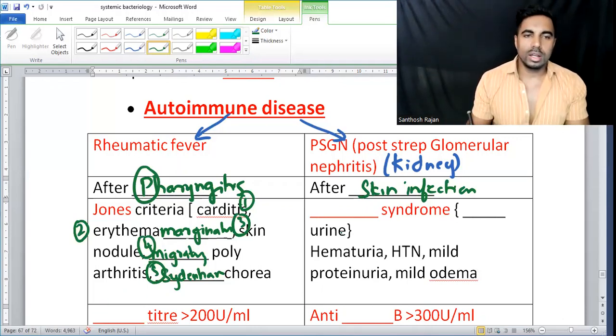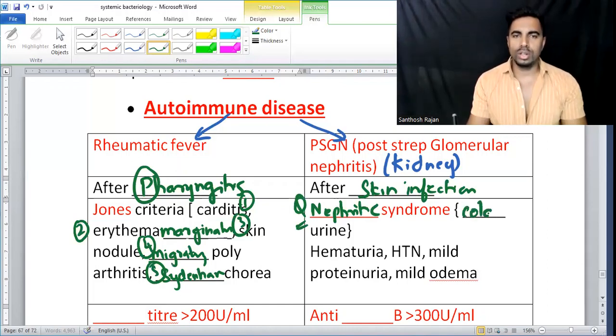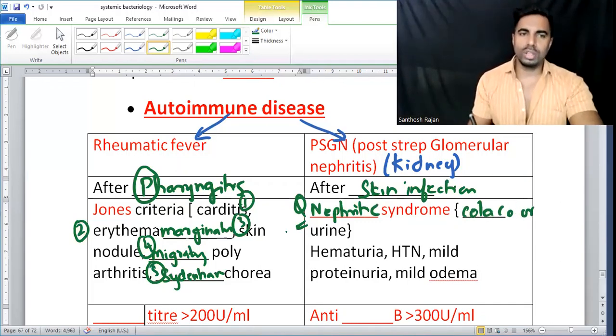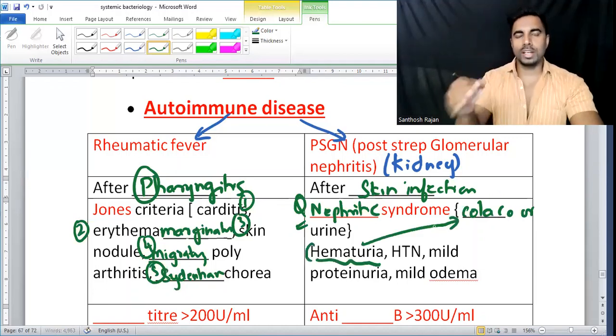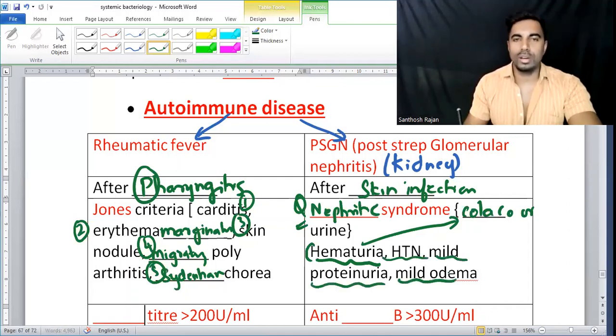Here, what happens? Here you will have nephritic syndrome. This is a question: in post-streptococcal glomerulonephritis, what does nephritic syndrome mean? Usually the patient will have cola-colored urine, blackish reddish to black. That is because in nephritic syndrome there is hematuria. Because of hematuria only it's cola color. Blood breaks down and goes into your urine, and the patient will also have hypertension. The patient also has mild proteinuria and mild edema. These are mild, not that serious.